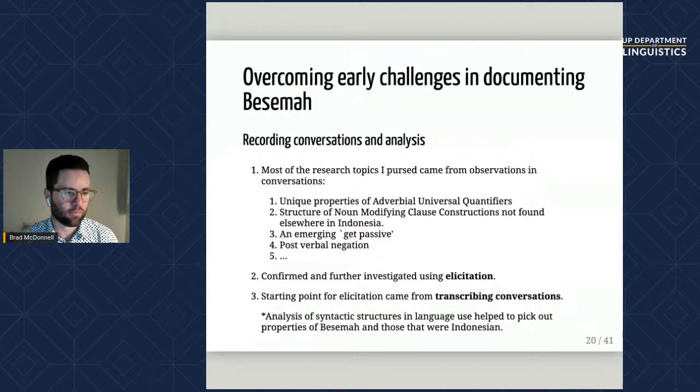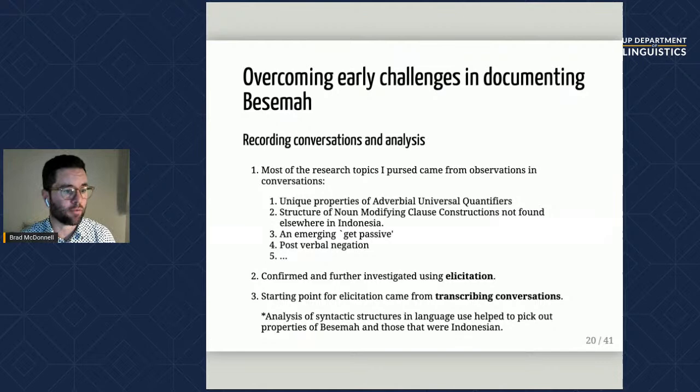And what I found from these conversations is so much richness of the language. For example, I was able to uncover areas of the language that linguists hadn't known about before. So adverbial universal quantifiers, which are really quite unique in the language, the structure of noun modifying clause constructions instead of relative clauses, which I haven't seen in other languages in Indonesia, an emerging get passive in the language, as well as post-verbal negation, and there's others as well. These are the sorts of things that if I had simply asked for translations, I would have never found, or it would have been a long time before I found them.